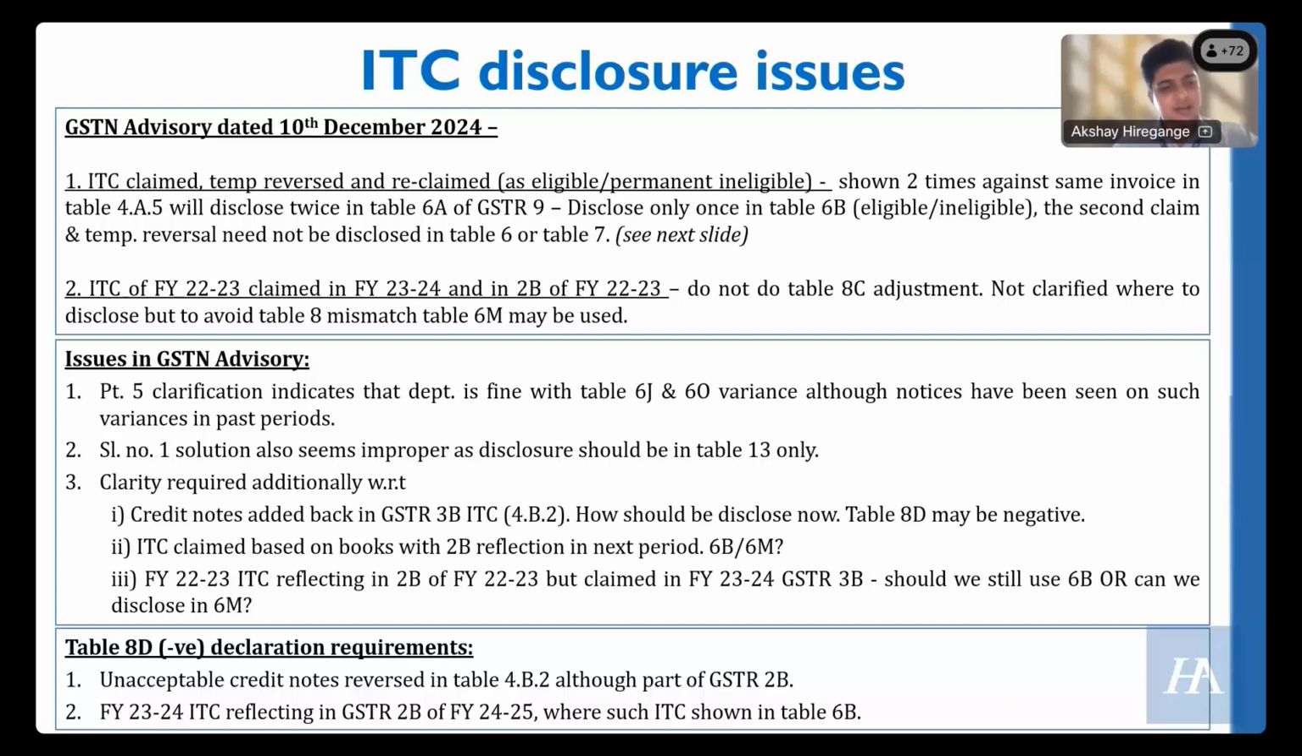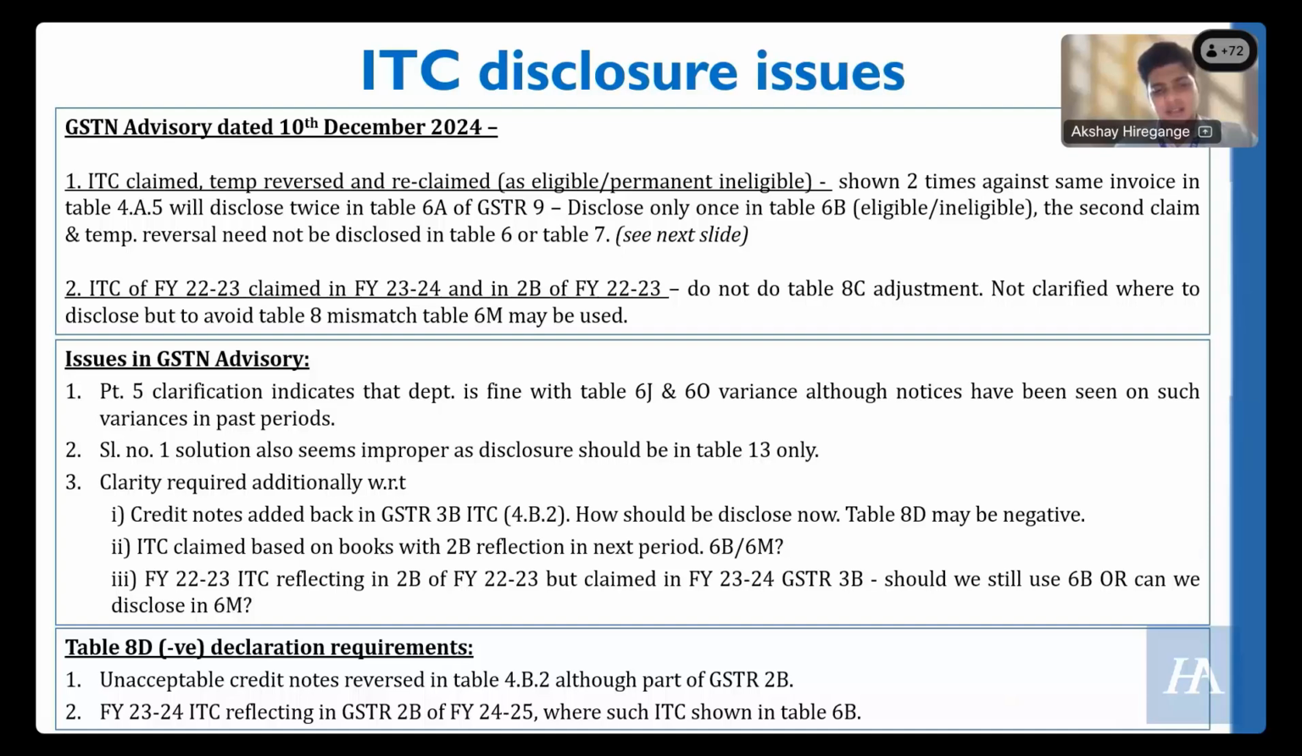Next is the credit of 23-24 ITC reflected in 2B of 24-25. In this situation, sometimes the taxpayer is showing the credits in table 6B. If it is done so, there will be a variance because it is not in the 2B of 23-24. Therefore, 2B values will be lower. ITC as per the table 6 is higher, showing a negative 8D. Again, to this extent, disclosure or declaration can be made.